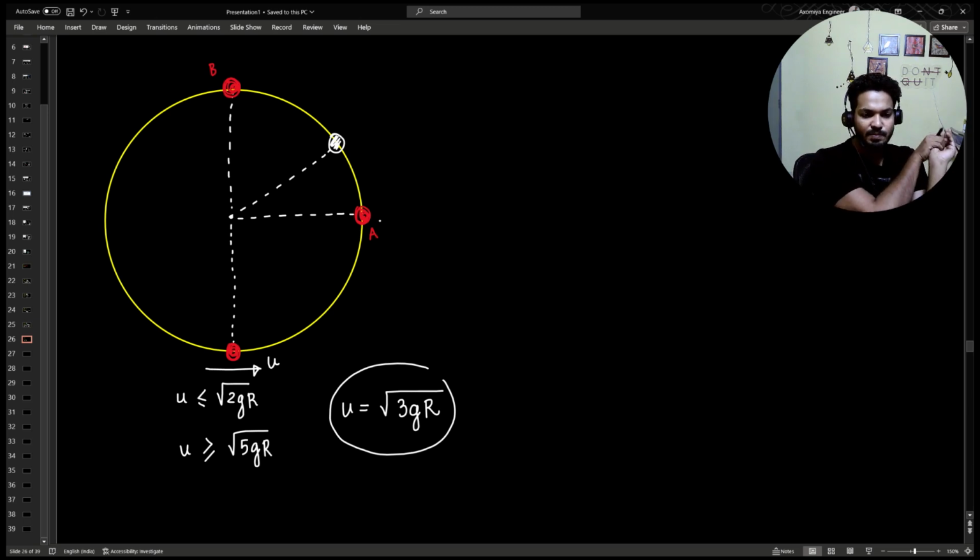For any velocity that is between them, the body is going to reach some angle right here, and after that it stops being a circular motion. So find me that angle.